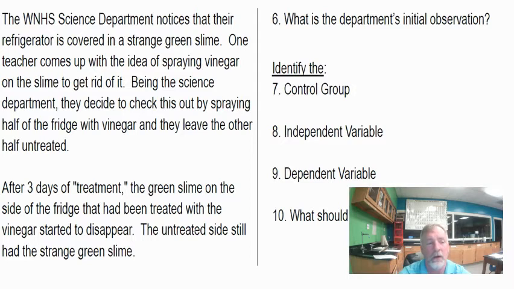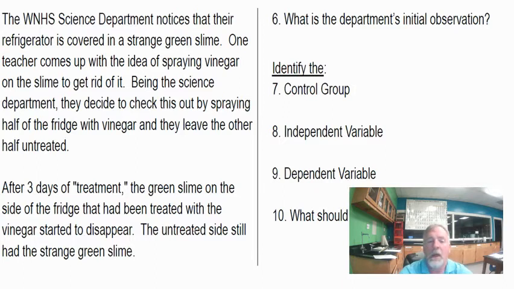It's right there in our first sentence, right? The department notices that the refrigerator is covered in strange green slime. So that's our very first thing. That's our initial observation, right? So then we came up with our hypothesis. I don't have that listed as a question here, but what's our hypothesis? That's our second sentence. The teacher comes up with the idea of spraying vinegar on the slime to get rid of it. Okay, our hypothesis: if we spray vinegar on the slime, then we can get rid of it.